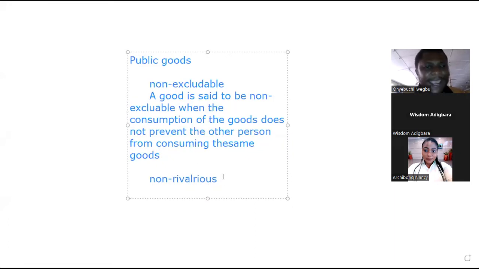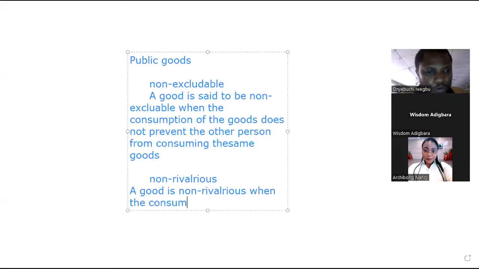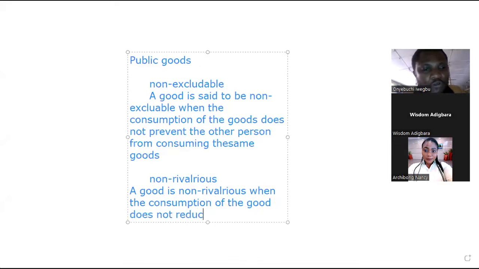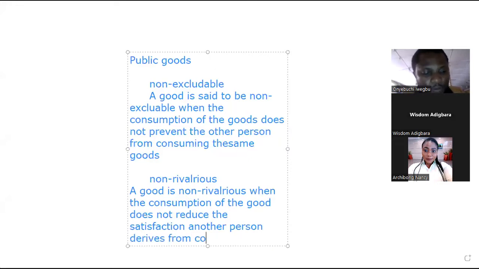I will explain. A non-rivalrous good, okay, we say that a good is non-rivalrous, sorry about my spelling, when the consumption of the good does not reduce the satisfaction another person derives from consuming the same good.